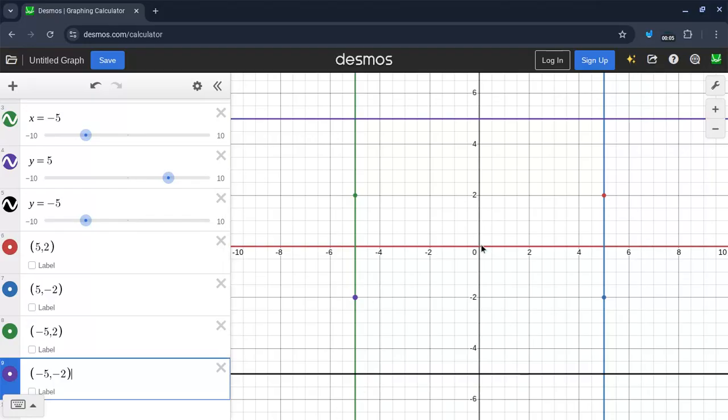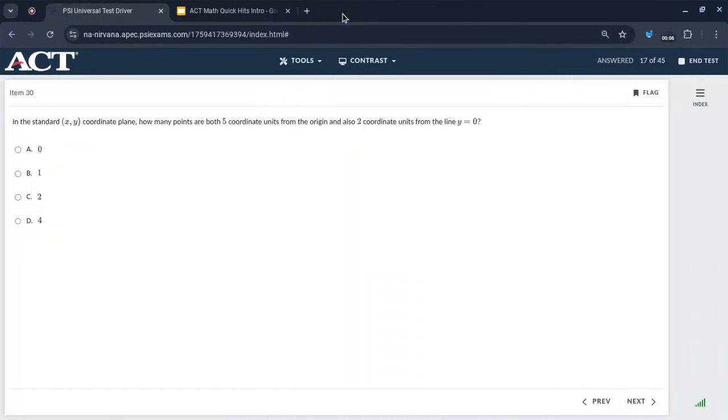We would have to be careful because we could be 5 units away diagonally. If I go up, there would be 1, we're at 2, and then 3, and then 4, and then 5. But this point up here is not going to be 2 units away from that y equals 0, or the x-axis there. So Desmos does help give us a bit of a visual here. If we go back then to our ACT piece, we found 4 of those points.